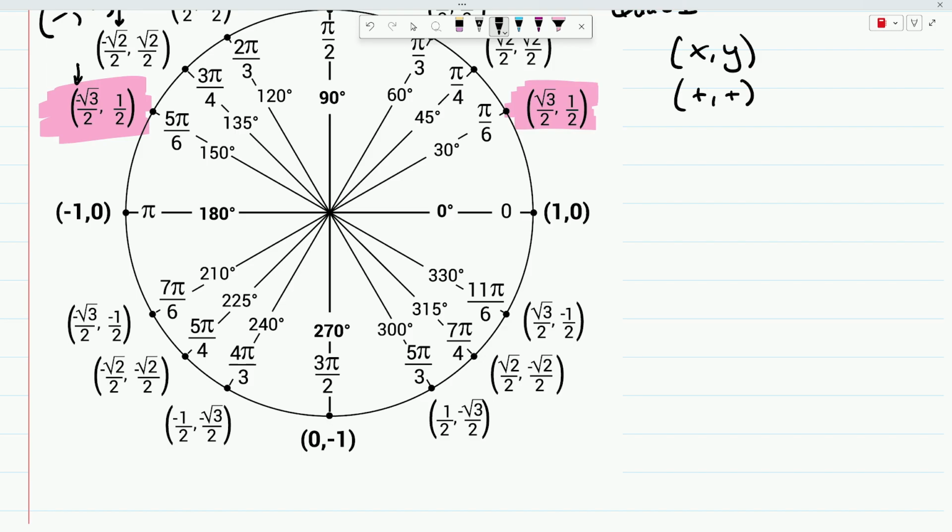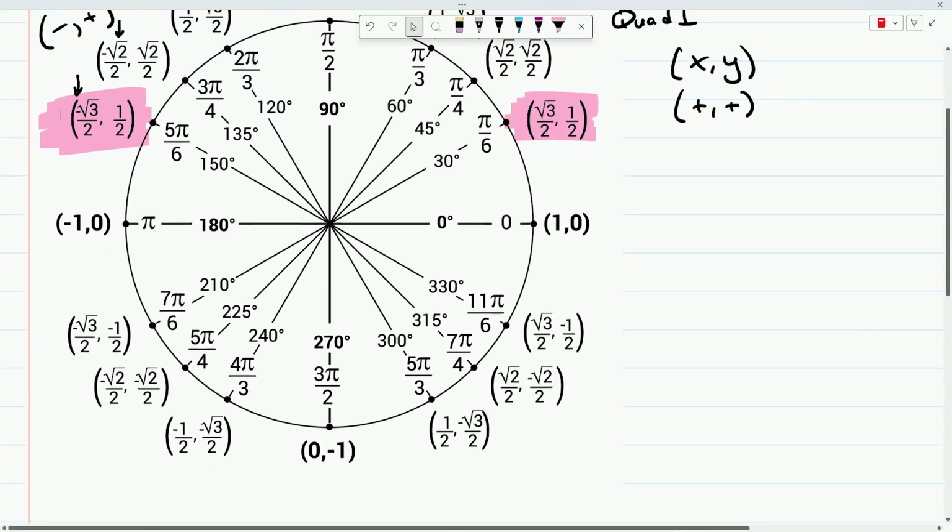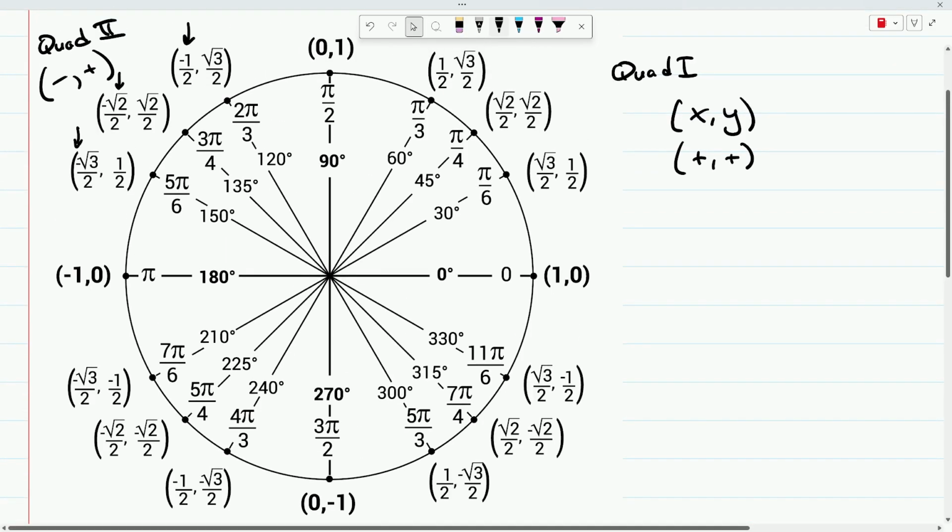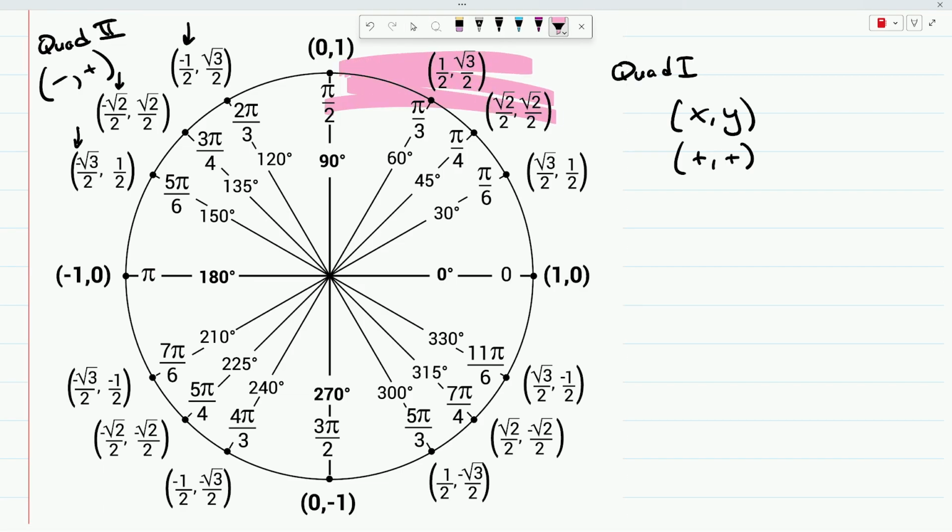Okay? So now, what I would like you to do, using the same method that I did, is find all the other ones just in quadrant 1. Because in reality, if you know quadrant 1, you know all the other ones. All you have to do is, like I said, flip them about the y-axis and then flip them about the x-axis. And you'll find all of them. Okay?